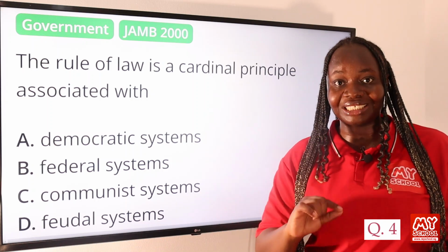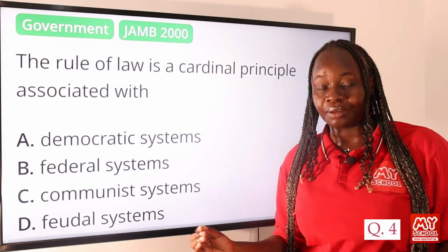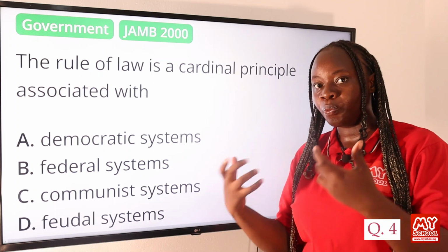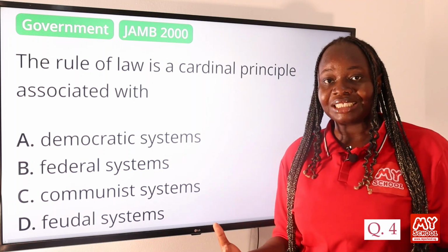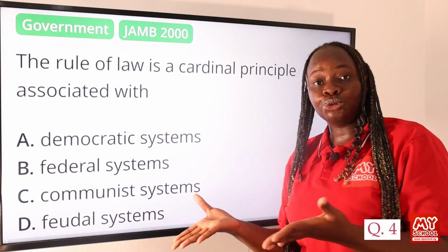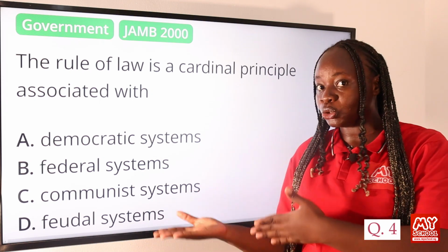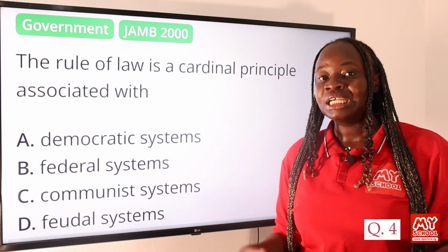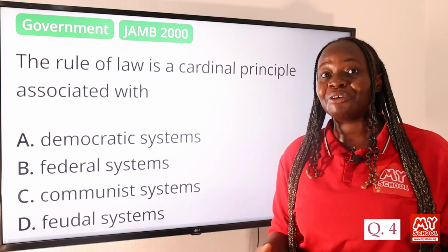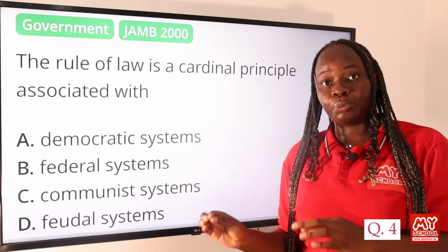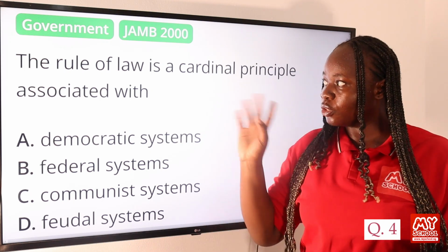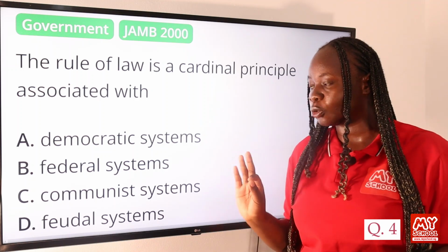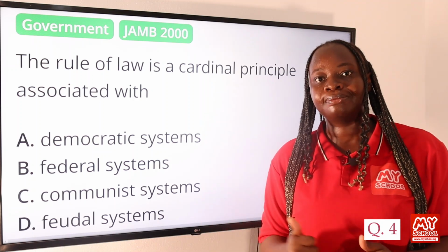So the rule of law is an essential principle in a democratic system because if the representatives of the people are above the law, it's not a democratic society anymore, right? Because they choose to abuse their power in order to suit themselves and not to suit the people. Remember, democracy is about the people. It's ensuring that the interests of the people are being represented in the political affairs of the state. So the rule of law is a cardinal principle in a democratic system. So this makes option A the answer to this question.